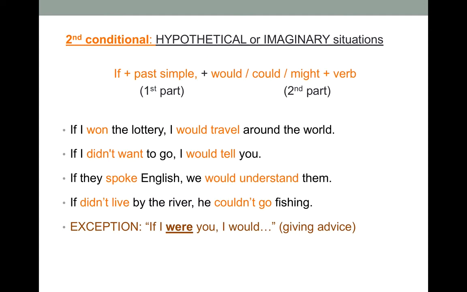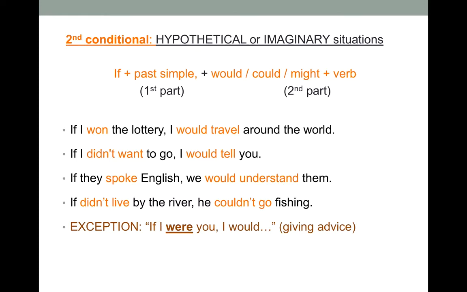I told you that in English the subjunctive doesn't exist. So, in the first part of the sentence, we simply use the past simple. With the verb to be, the subjunctive still exists nowadays. And the subjunctive is very easy. It's were for all the persons.